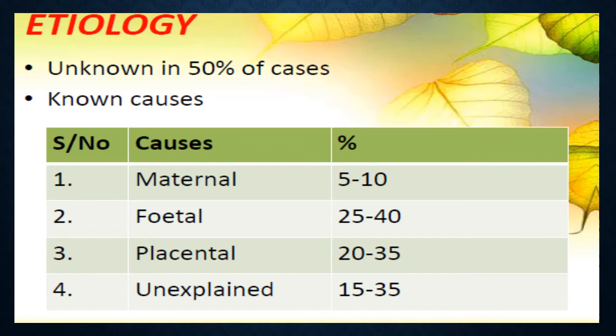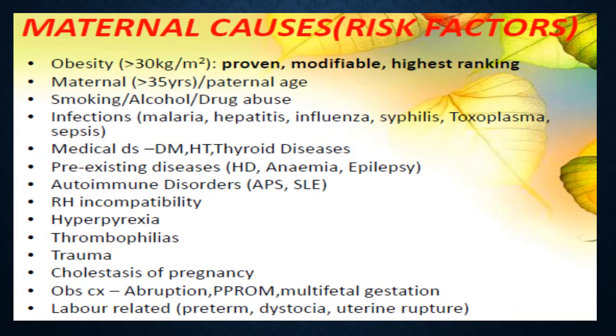Talking about the etiology of stillbirth, it's unknown in half of the cases, while in the other half, the most common causes are fetal causes, then placental causes, unexplained causes, and at last the maternal. What are the maternal risk factors for stillbirth? Take into consideration that obesity is a proven modifiable highest-ranking cause of the maternal causes of intrauterine fetal death.